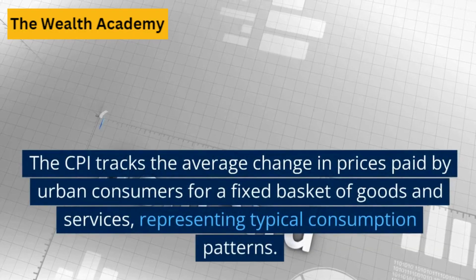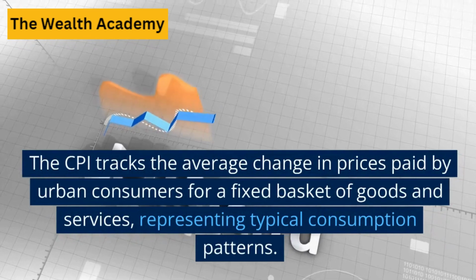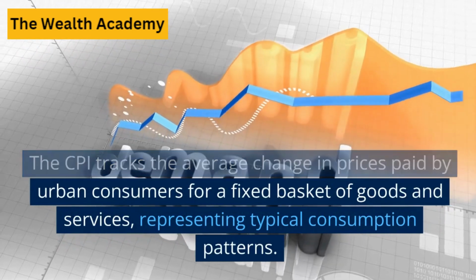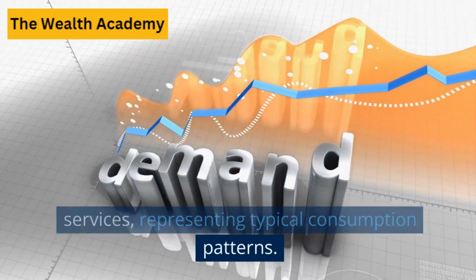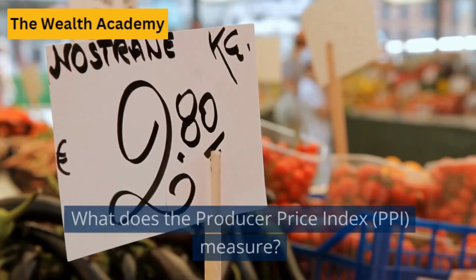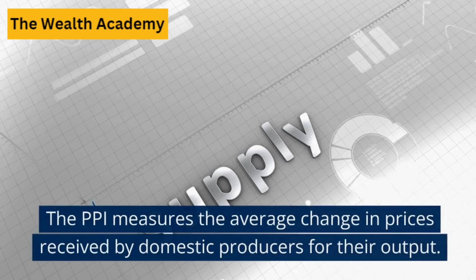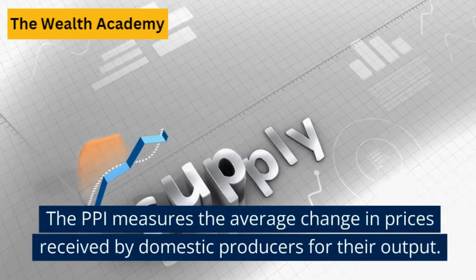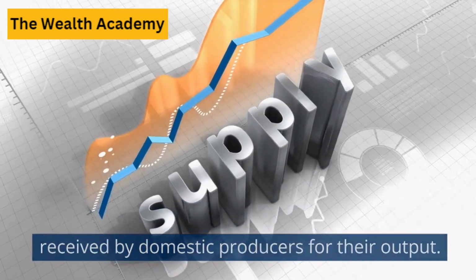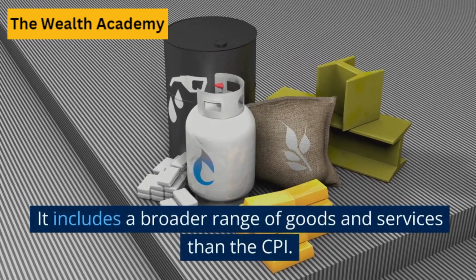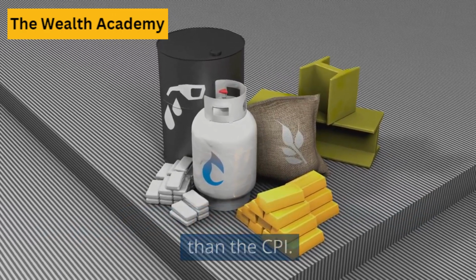The CPI tracks the average change in prices paid by urban consumers for a fixed basket of goods and services, representing typical consumption patterns. What does the Producer Price Index, PPI, measure? The PPI measures the average change in prices received by domestic producers for their output. It includes a broader range of goods and services than the CPI.